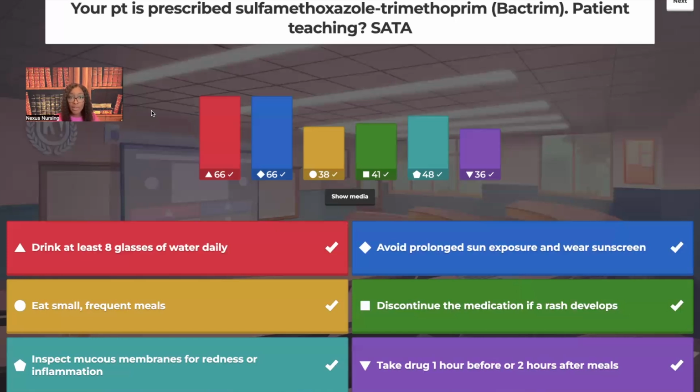We have to make sure that what's happening is not Stevens-Johnson syndrome. When it comes to sulfonamides, you do need to know the drug class. One of the biggest red flags with this drug class is Stevens-Johnson syndrome. It's potentially lethal, okay? So yes on that. Inspect the mucous membranes for redness, inflammation. Yes. Why? One of the other adverse effects is stomatitis and mucositis. So true. And take the drug 1 hour before or 2 hours after meals. Yes. Why? We want to increase absorption of the drug. You don't take this type of drug with meals.